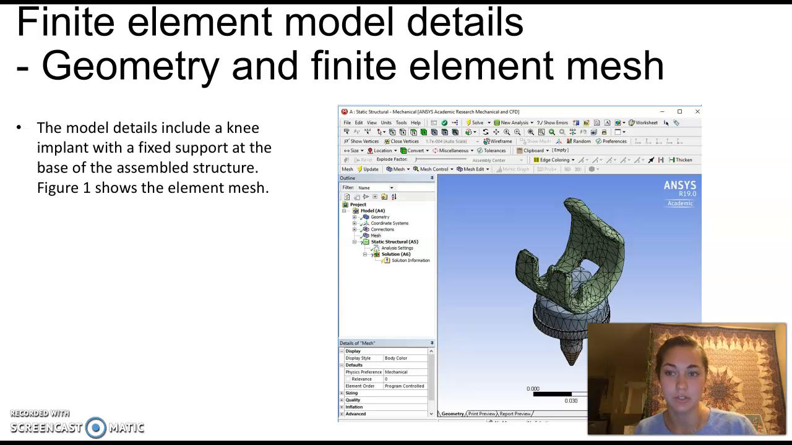Okay, so this slide is showing the finite element model details, geometry, and finite element mesh. So as you can see, by using ANSYS Workbench and the static structural feature, we put in this knee implant and put a fixed support near the base or the bottom of the assembly, and then the top is free.